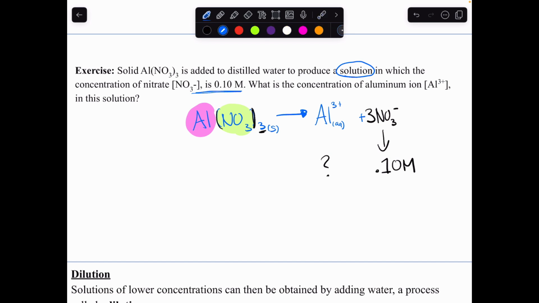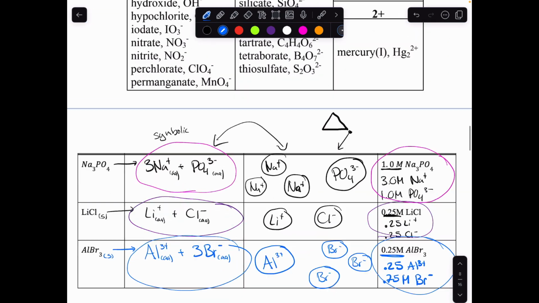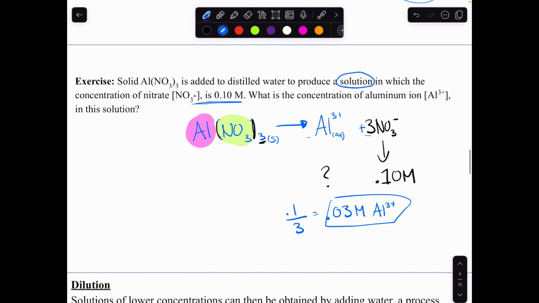So we're taking the 0.1 divided by 3 because of the 3 to 1 ratio. And so we get that the concentration would be 0.03 molarity for our Al3+ ion. Hopefully you see the similarity between this question and all these ones we just did. It just gives it to you in the AP way of wording things.